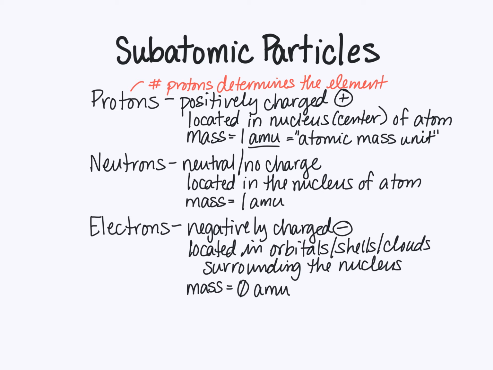Electrons determine whether an atom is going to be able to form a chemical bond with another atom. So we can say electrons are the subatomic particles involved in chemical bonding.